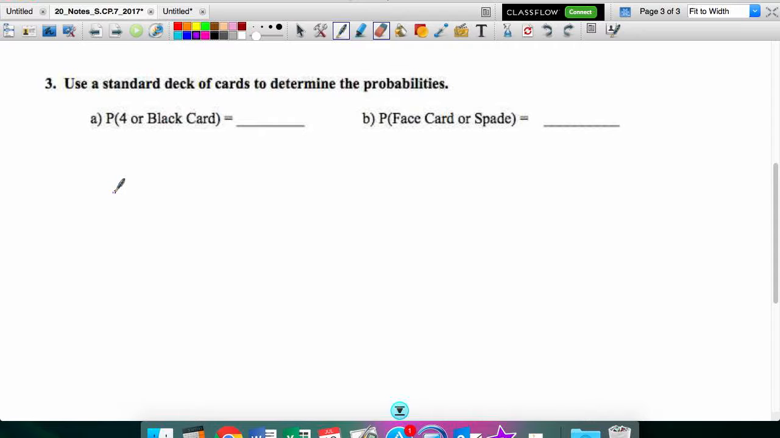We're going to calculate the OR probability the same way we did with the previous problems, except with specific event names. So for a union, the probability will be equal to the probability of the first event plus the probability of the second event minus the probability of the intersection of the two events. So that's exactly what we're going to do. We're going to find the probability of the 4 plus the probability of a black card and take away the probability of the intersection of a 4 and black card.